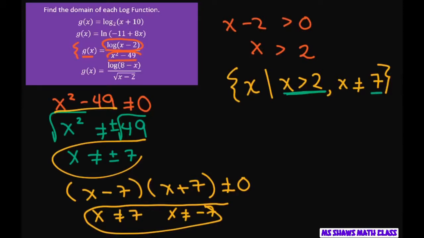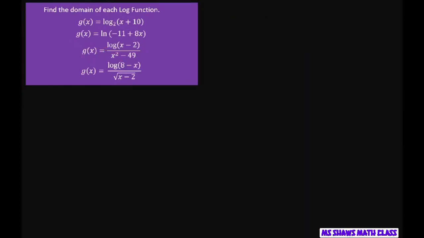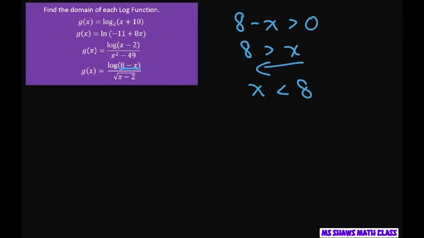All right, and then the last one, same thing, we can just take care of that piece. 8 minus x has to be positive. So we could say 8 is greater than x, or you can rewrite this and read it backwards: x is less than 8.